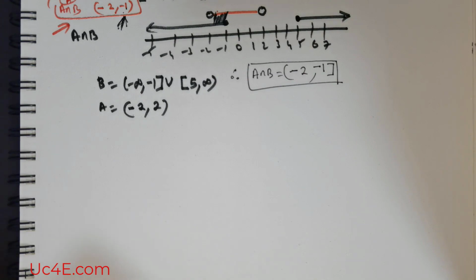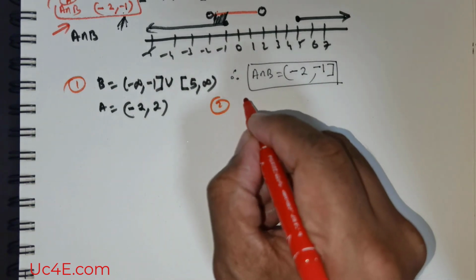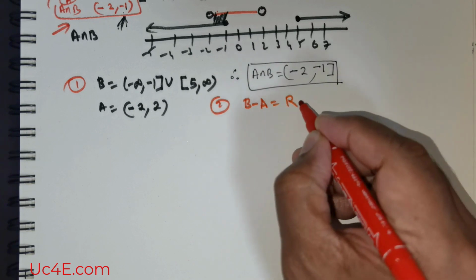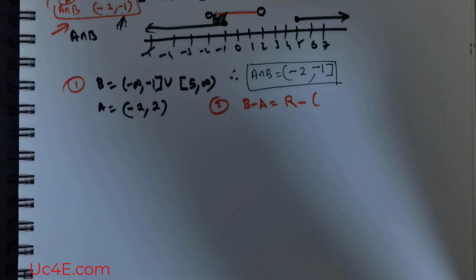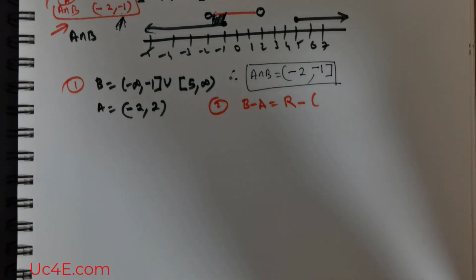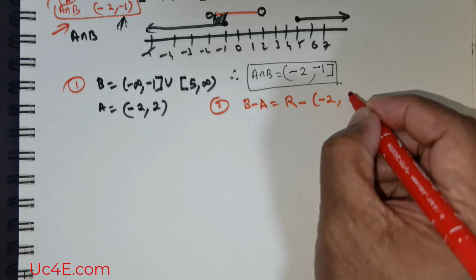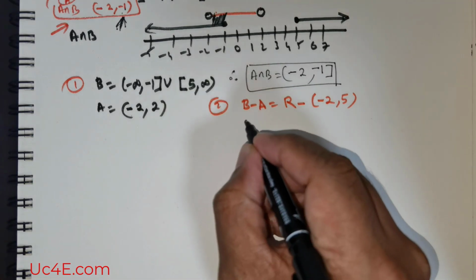Okay, now let us go to the second one. The second one is, the choice states that B minus A can be written as R minus negative 2 comma 5. Is this true? We have to check that. So for that we need to extract B minus A. So what is B minus A?